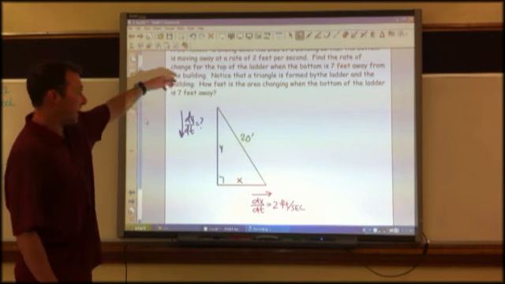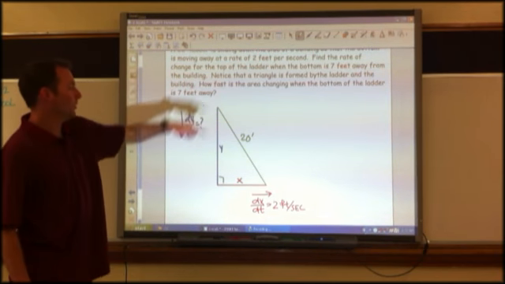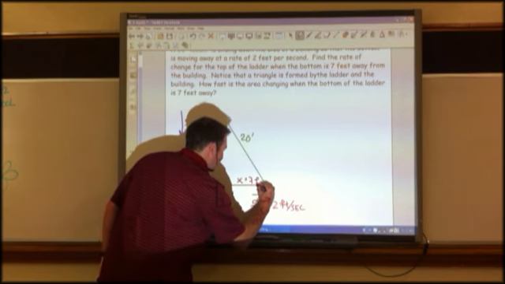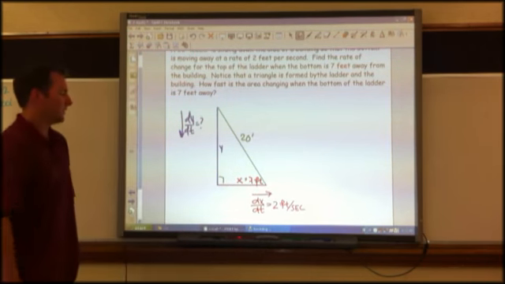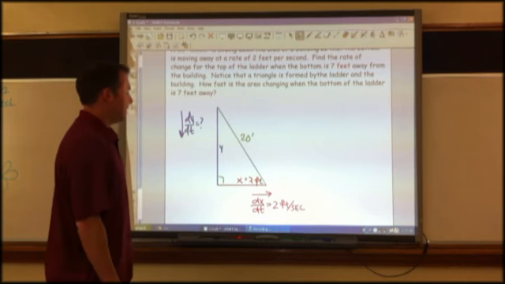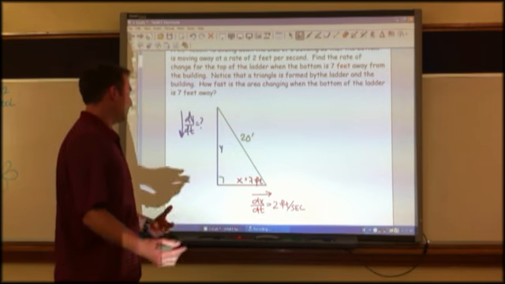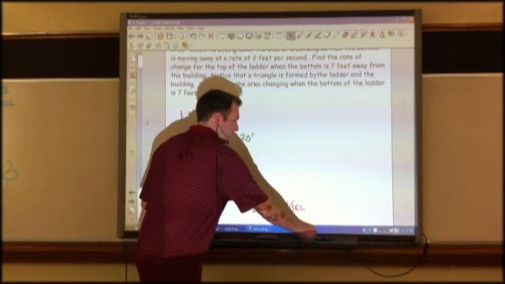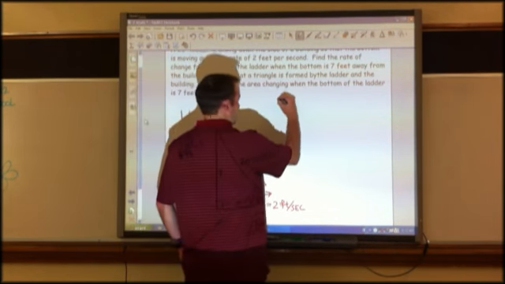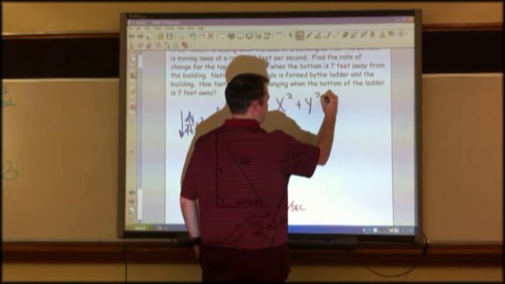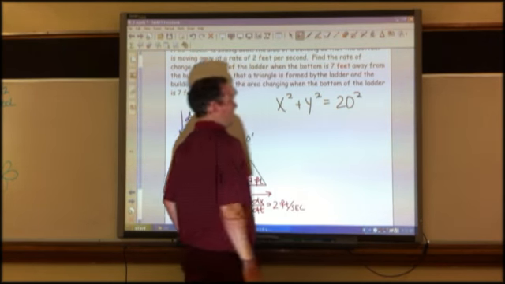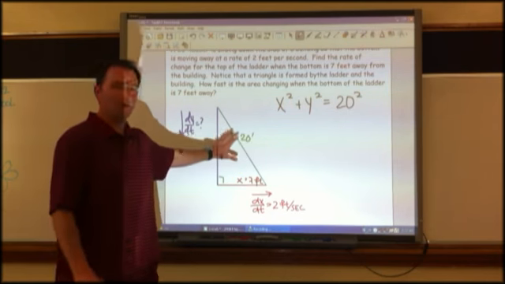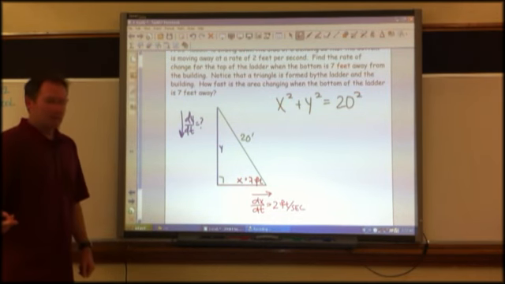We want to find the rate of change of the top of the ladder, so how fast is that moving downward when the bottom is 7 feet away? So I actually know that this is 7 feet here for this value of x. There are a few different ways we could go about this. First, let's make the observation that we're going to be using the Pythagorean theorem. Our formula that's going to govern this entire problem is x squared plus y squared is 20 squared, just following this right triangle right here.